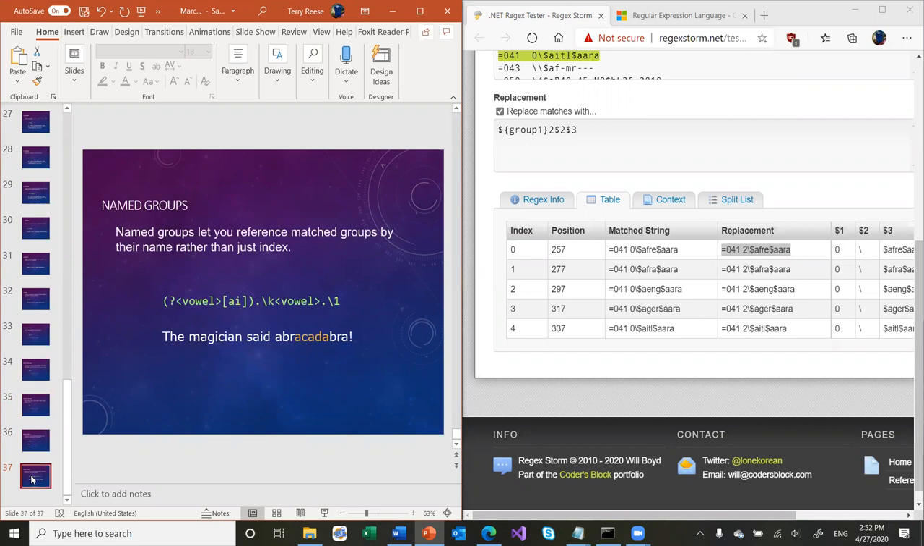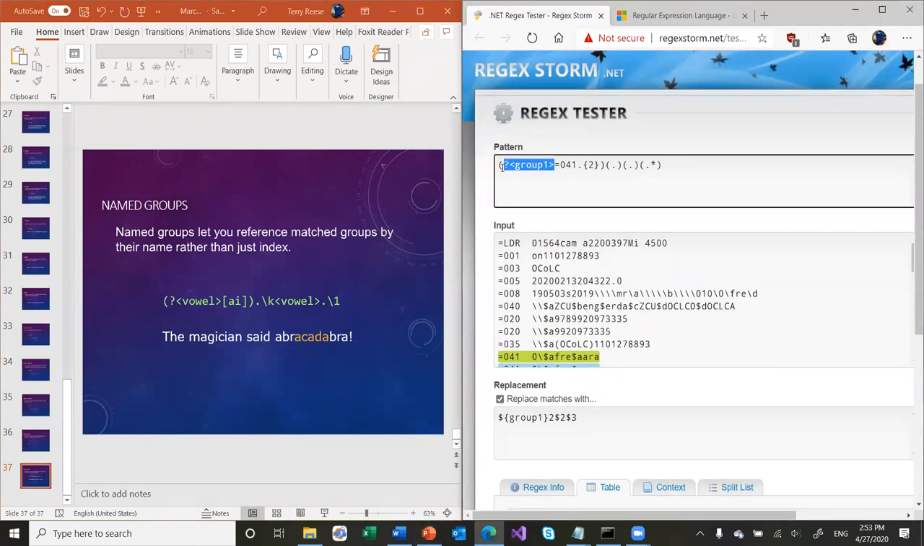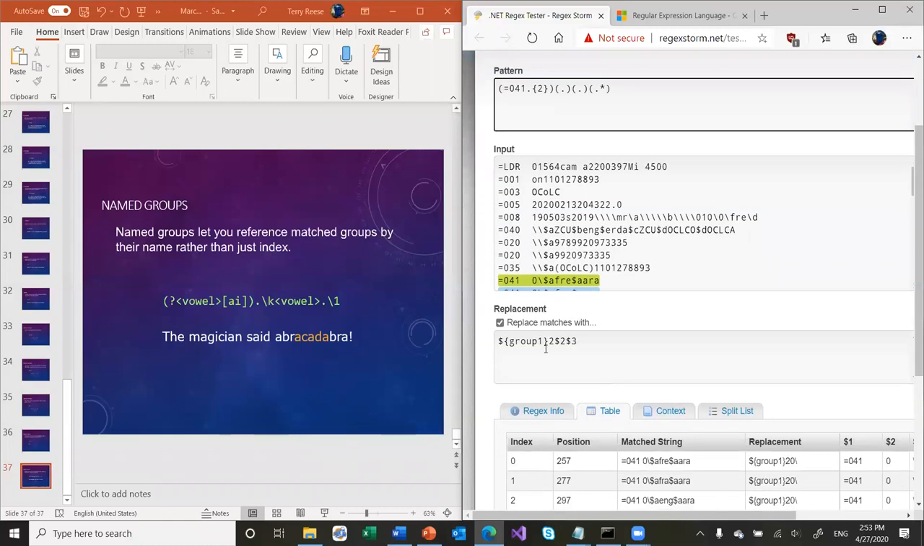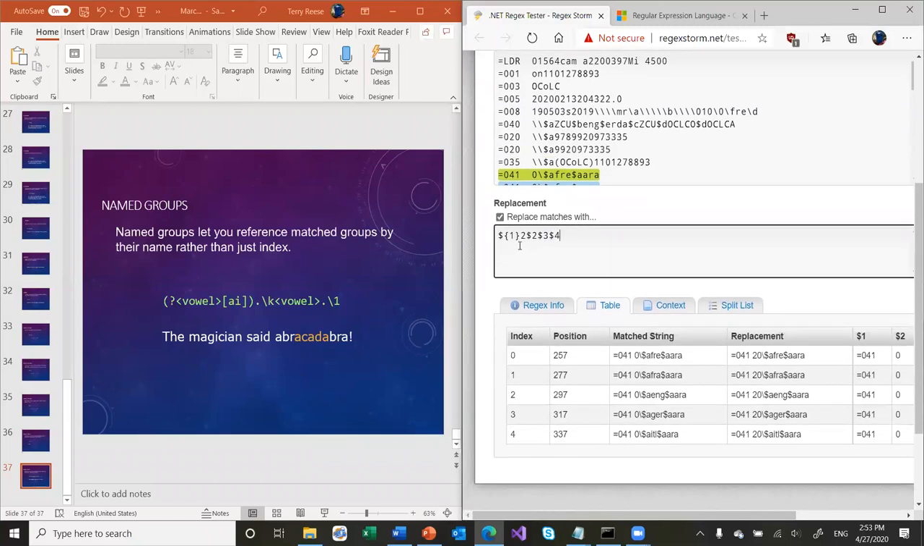Named groups show up all over inside of the MarcEdit regular expression language, although often you will see most expressions using the structure where I use more of the associative structure, where we use the squirrely brackets and then the number of the group for most of the expressions that show up in there.